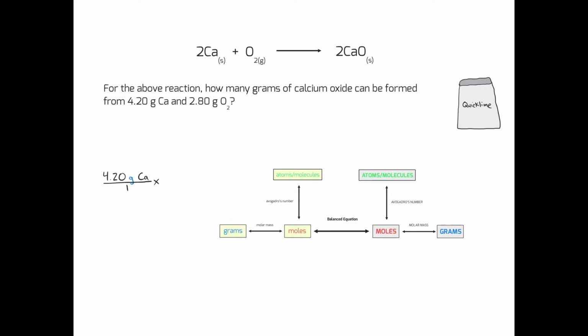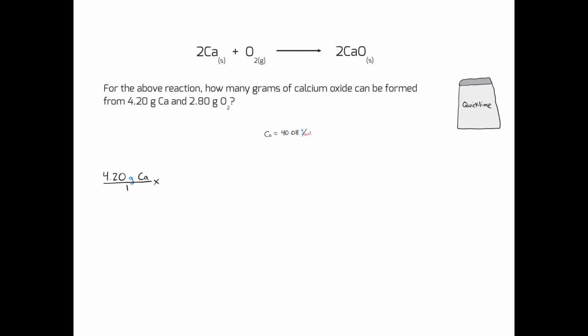So our first step is to convert grams of calcium to moles of calcium, and we do that by using the molar mass of calcium. Using our periodic table, we see that calcium has a molar mass of 40.08 grams per mole, rounded to 4 sig figs. So we set up our conversion factor so we have grams on bottom. Now our grams of calcium on bottom can cancel with our grams of calcium on top. So these cancel, and now we have moles of calcium.